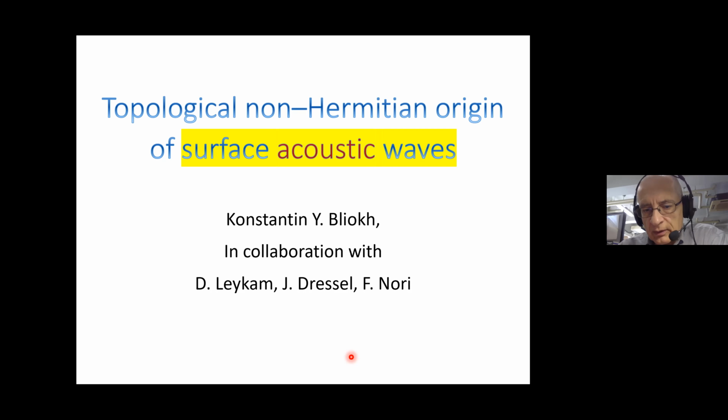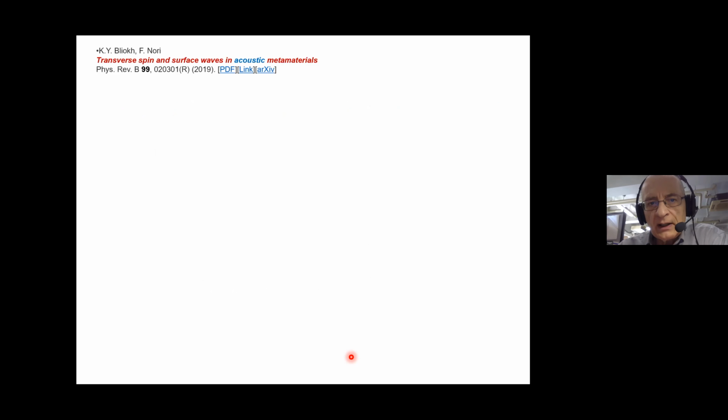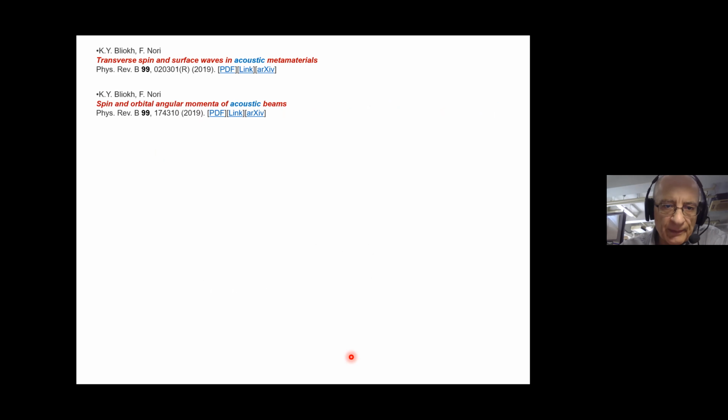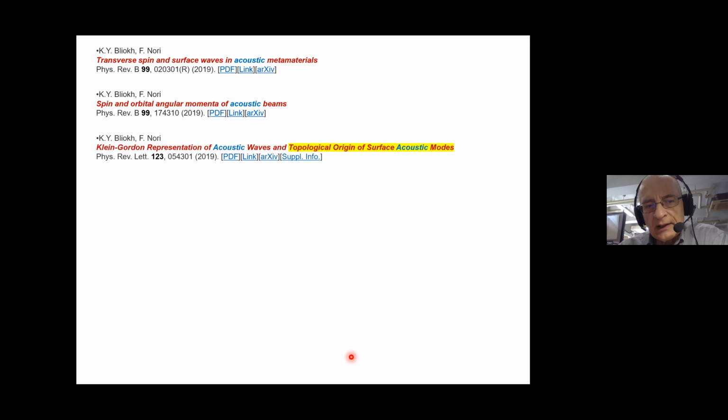This work was done in collaboration with Dan Lakem, one paper with Dressel, but the driving force is Konstantin Bliokh in all the other papers, including how to look at transverse spin and surface waves in acoustic metamaterials, how to look at spin and orbital angular momentum of acoustic beams, looking at the Klein-Gordon representation of acoustic waves and the topological origin of surface acoustic waves. This would be the acoustic mode. That will be the main part of the second talk, because the topological aspects are mostly in that paper.